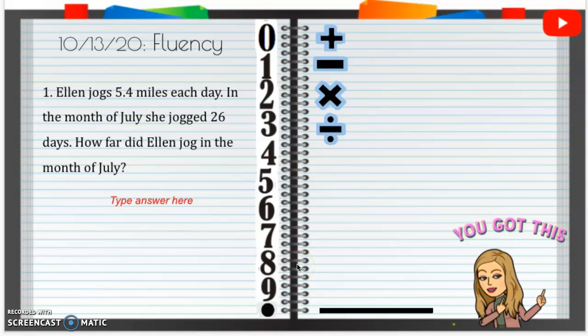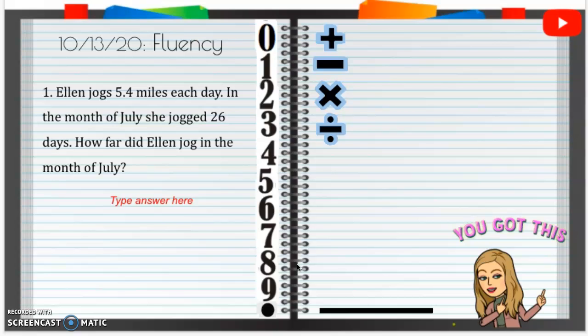October 13th, 2020, Fluency. Number 1. Ellen jogs 5 and 4/10 miles each day. In the month of July, she jogs 26 days. How far did Ellen jog in the month of July?